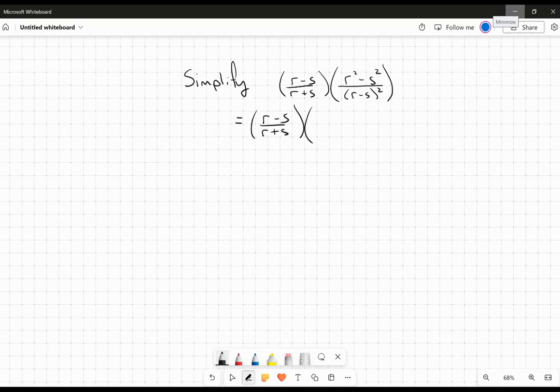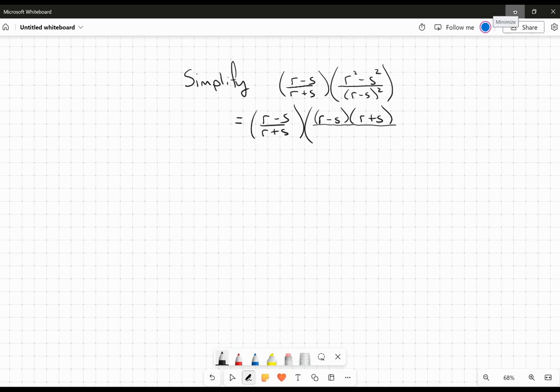I'm going to focus my attention on this second one because in the numerator, I can see that r squared minus s squared could be written as r minus s times r plus s. It's a difference of squares, r squared minus s squared.